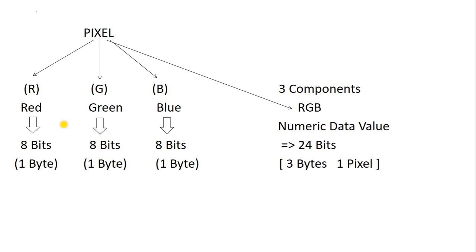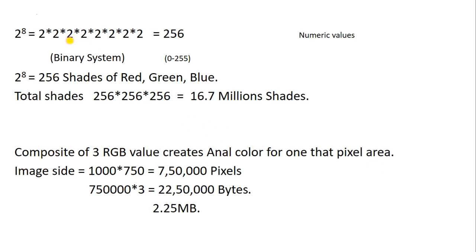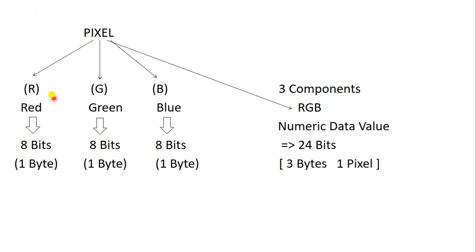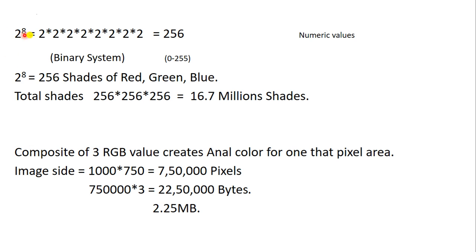Numerical data value. Each pixel is generated from three components, that is red, blue and green. A red component has 8 bits, similar to the other two components. So in total, 1 pixel has 3 bytes. From the binary base system, we put 2 to the power of 8, because one component has 8 bits, and we get 256, meaning 256 different shades.